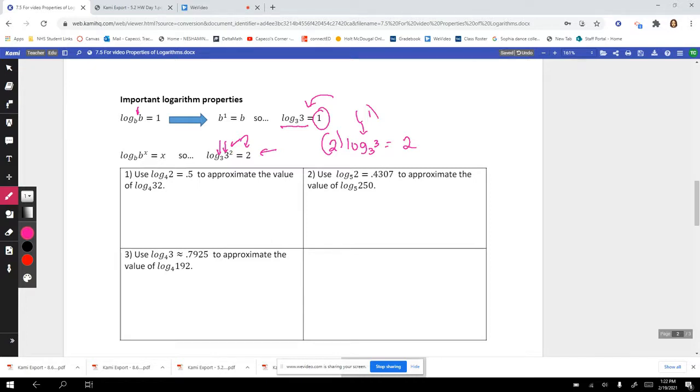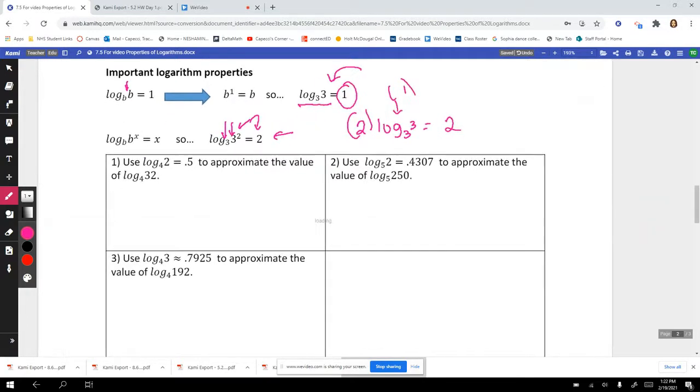Okay, so let's look at a couple of examples. On this one, we have a value. If you were to put that in your calculator, that's the value. Log base 4 of 2 is equal to 0.5. Use it to approximate the value of log base 4 of 32. We already have log base 4, that's the same. So what we have to do in the next couple problems is manipulate this number, our argument here, in terms of 2. What can we do with it?